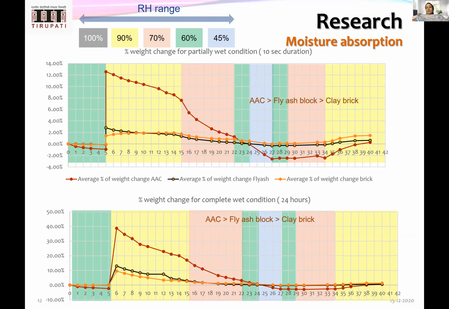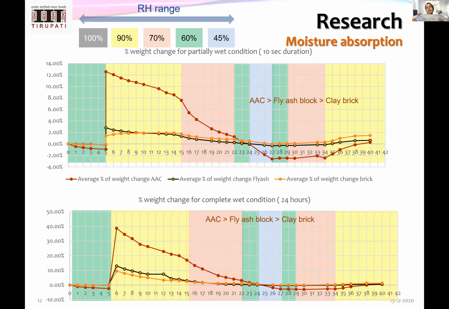But in the case of the full wet scenario, it comes to a neutral position. But when it comes to a partial wet scenario, it even goes to a negative level. That means beyond the moisture it has absorbed, it may reduce the weight of the system. So this is by weight, not by volume. The weight has come down beyond what it had absorbed. It can happen because it had some amount of water inside the pores from the 10 second duration.